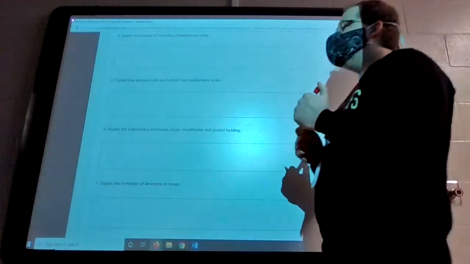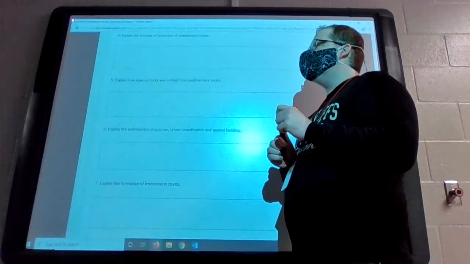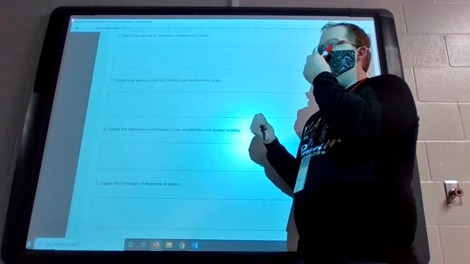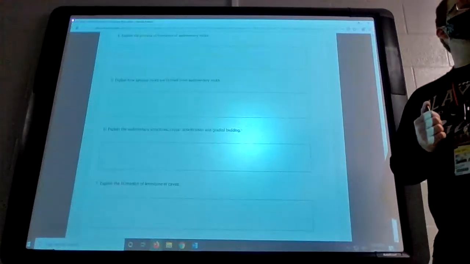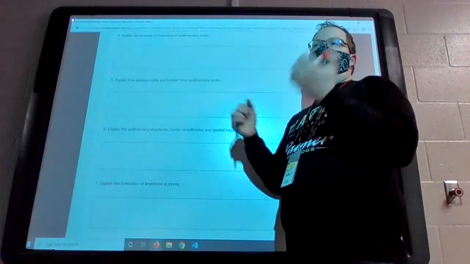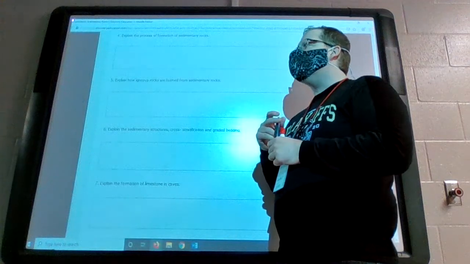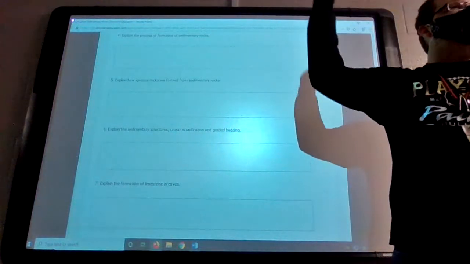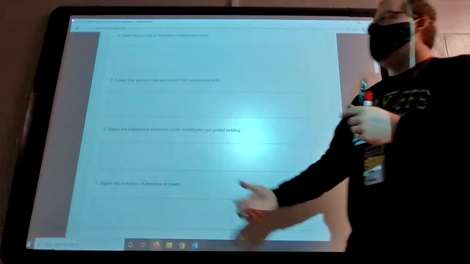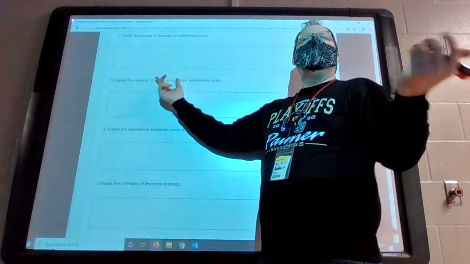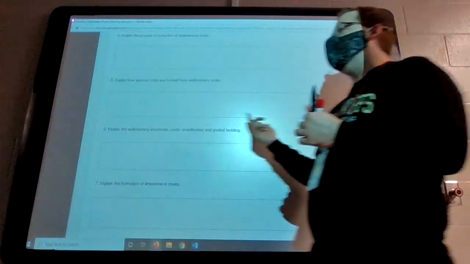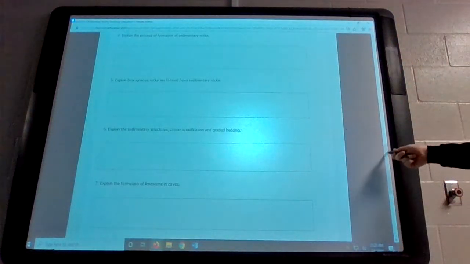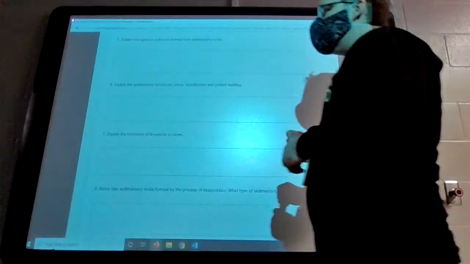So, number 5, explain how igneous rocks are formed from sedimentary rocks. How's any igneous rock formed? What has to happen for igneous rocks to form? It's got to be melted down into magma. It could eventually become lava, but it's got to be melted down into magma. So how is an igneous rock formed from sedimentary rock? It's got to have subduction. It's got to be pushed down underground and heated up to the point where it's melted. Then it will become an igneous rock.